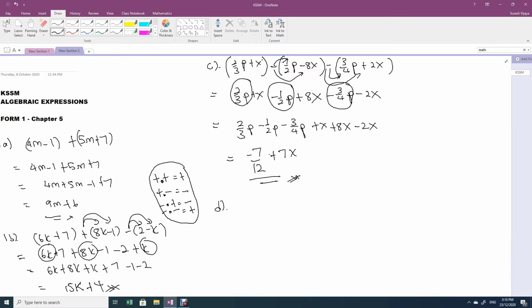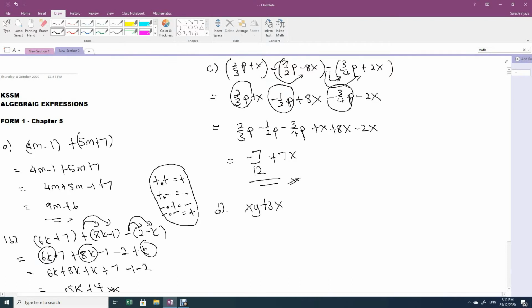xy plus 3x minus 5. We put in the bracket plus 5xy minus 2x minus 7. Then you have minus 10xy plus x.